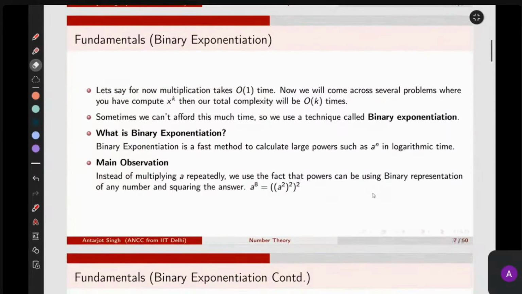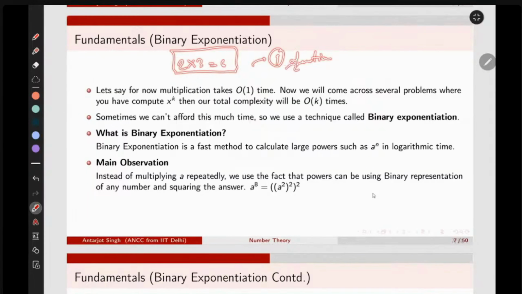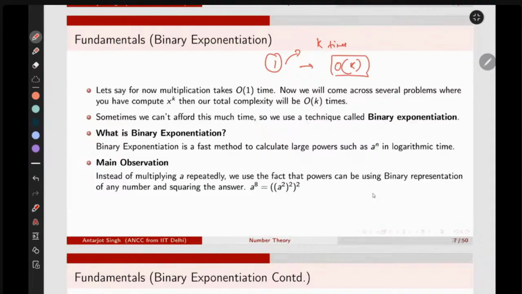Now we are going to cover binary exponentiation. We know how to multiply numbers, right? We have 2 into 3 is 6. But let's say I have to multiply too many numbers, too many times. 2 into 3 is 6, and we used one operation. Let's not go into the binary internals of how many operations it took, but let's say it took one operation. If you have to do k multiplications, then the total operations would be big O of k, right?